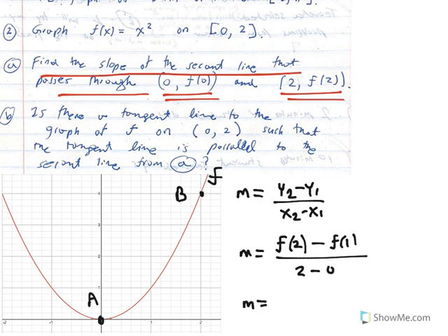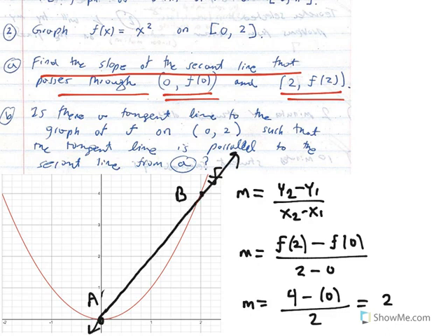So the slope of the secant line passing through points A and B would be f of 2, which is 2 squared. It's not f of 1, it's f of 0, because point A has coordinates 0, f of 0. F of 0 would be 0, and then 2 minus 0 is 2. So the slope of the secant line is 2. So we found the slope of the secant line passing through points A and B. It is 2. And I can go ahead and sketch that secant line passing through points A and B.